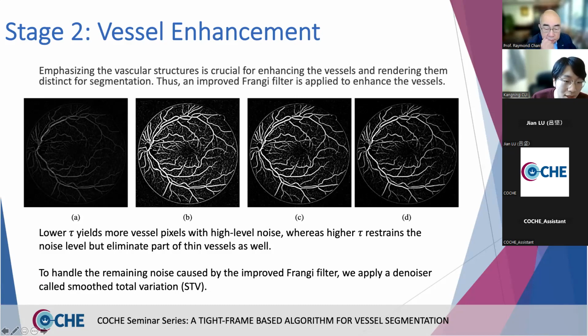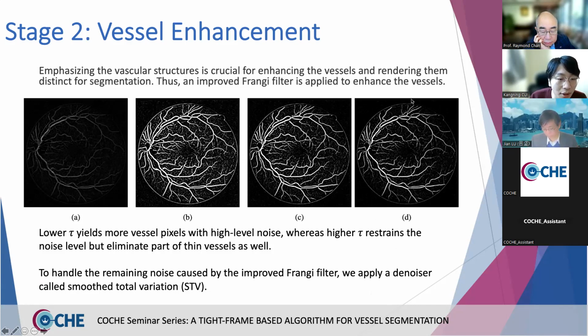We use D here as an example, and then we apply a denoiser called total variation to do the denoising. The reason why we don't use other simple techniques like the median filter or Gaussian filter is that they have a lot of parameters, and the total variation denoiser can also preserve the edges as the median filter does, but does a better job. Another reason is that after we use the Frangi filter, we have a high level of noise in the image, even though we can see the vessels more clearly.